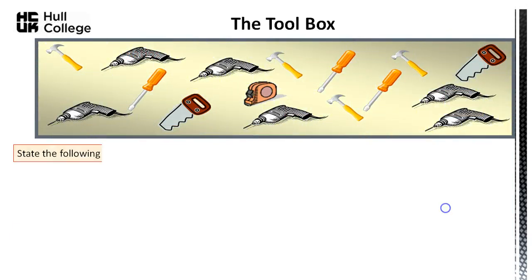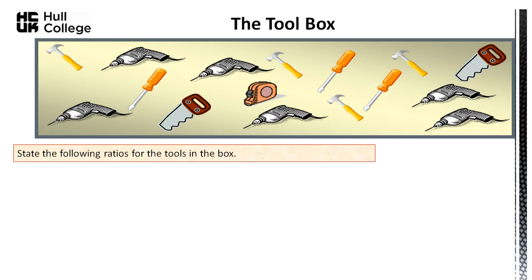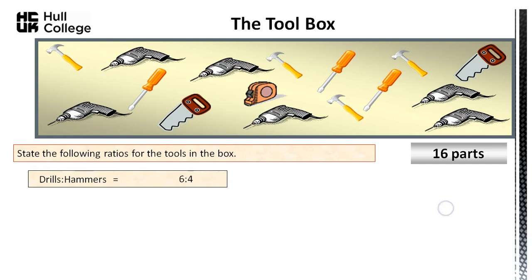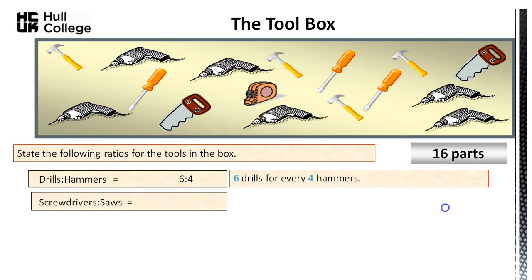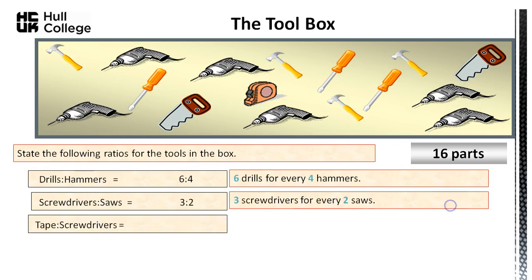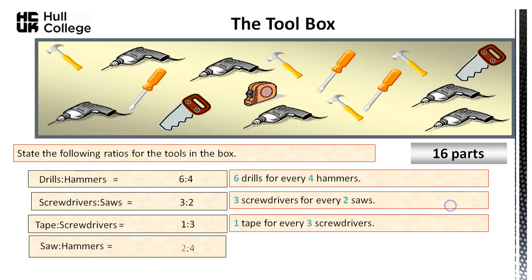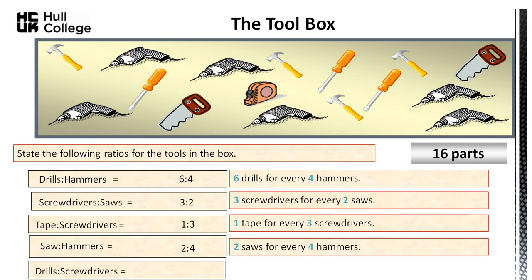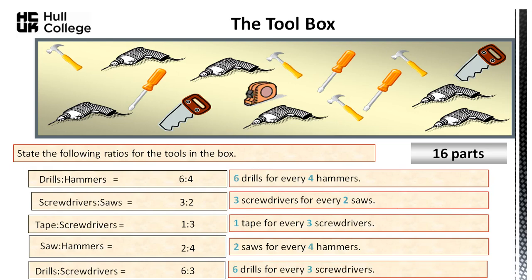Now let's look at the toolbox. State the following ratios for the tools in the box. Drills to hammers, 6:4. Screwdrivers to saws, 3:2. Tape to screwdrivers, 1:3. Saw to hammers, 2:4. Drills to screwdrivers, 6:3. This is nice and easy when we've got small numbers.